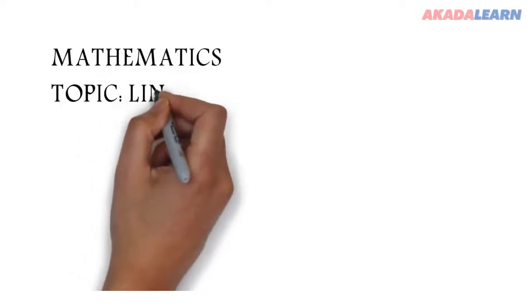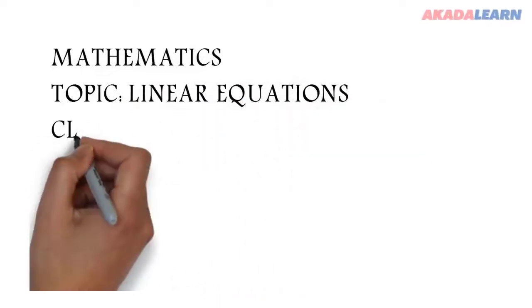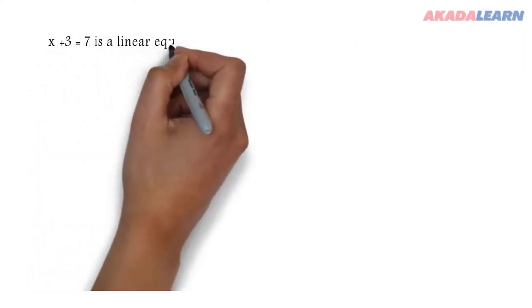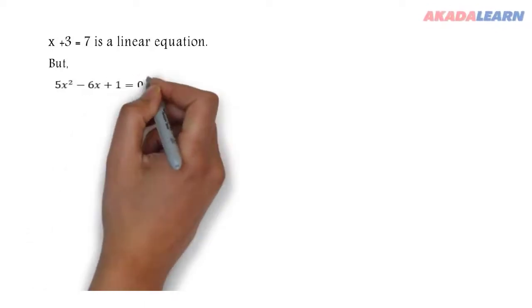Today we are going to be looking at the topic linear equations. So let's see an example of a linear equation. X plus 3 equals 7 is a linear equation because the highest power of the variable x is 1.